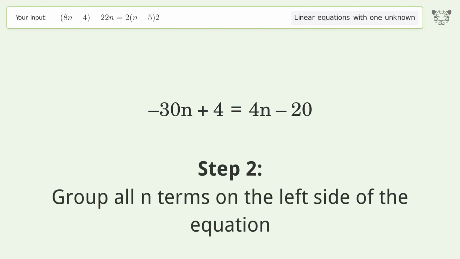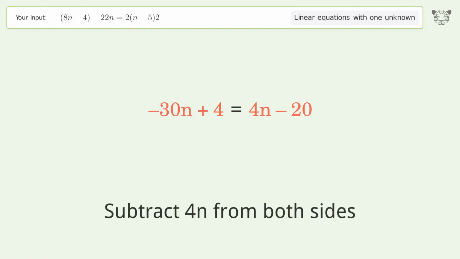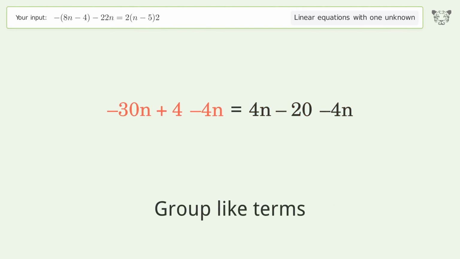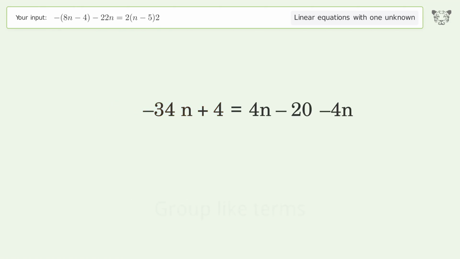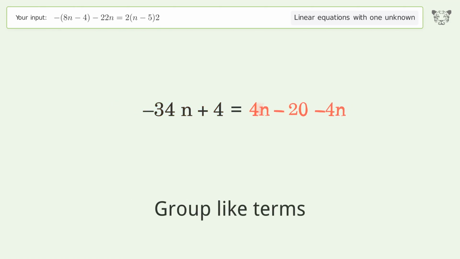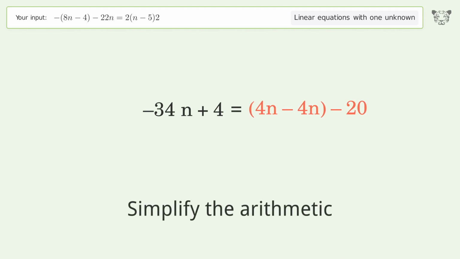Group all n terms on the left side of the equation. Subtract 4n from both sides. Group like terms. Simplify the arithmetic. Group like terms. Simplify the arithmetic.